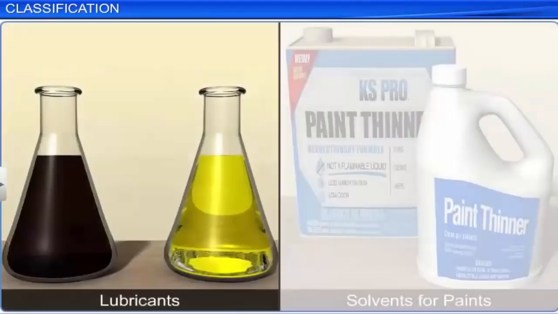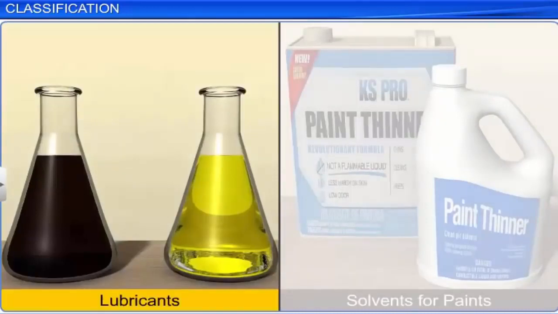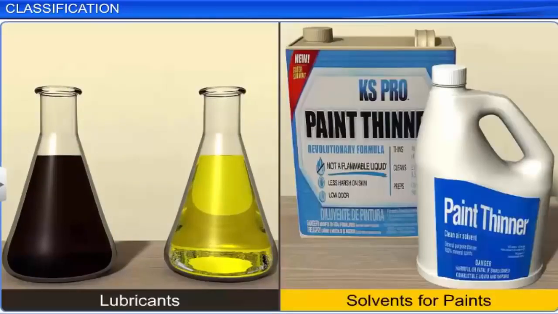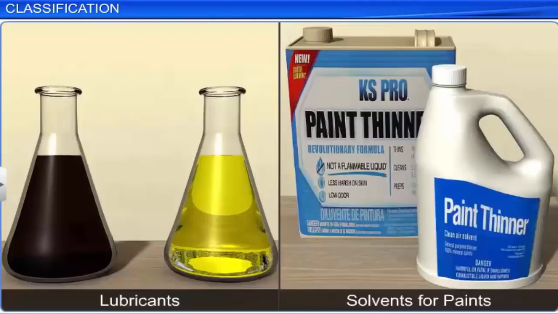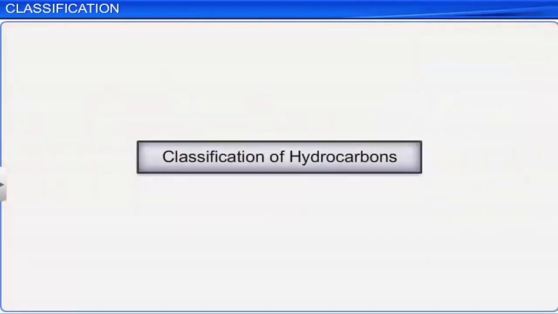Other higher hydrocarbons are used as lubricants, solvents for paints, and so on. Hence, we can say that the hydrocarbons act as sources of energy. Now, let us look at the classification of hydrocarbons.